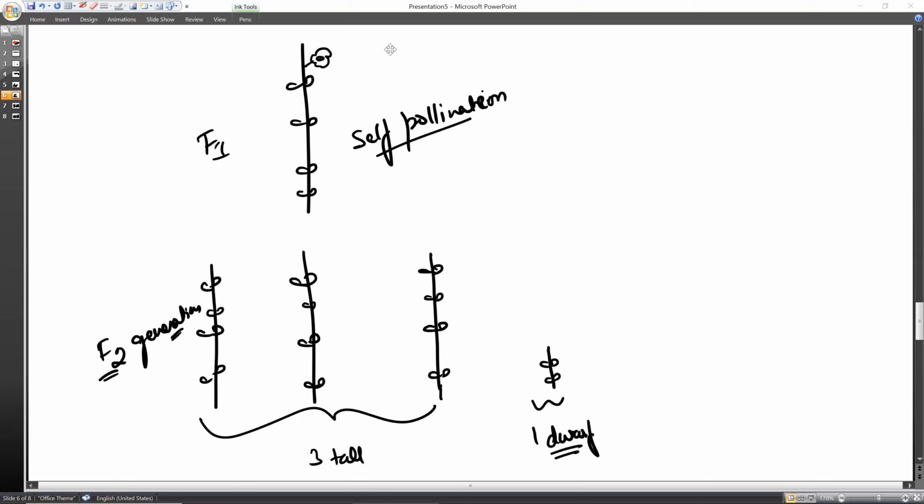We have different results in the F2 generation, not in the F1 generation. The F1 generation is going to have the same results, but in the F2 generation we have different results. Got it? Three were tall and one was dwarf. Okay. Got it? Yes, sir.